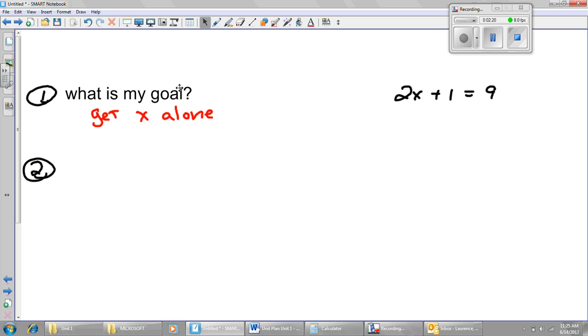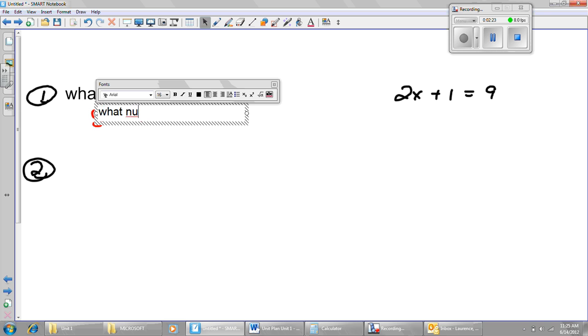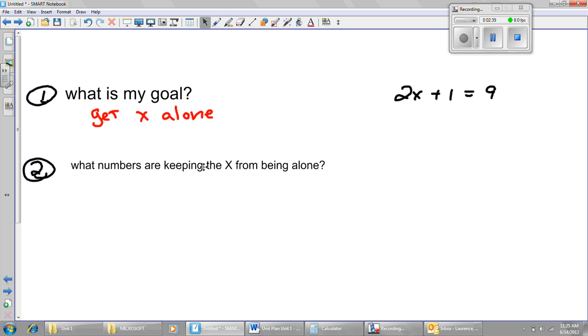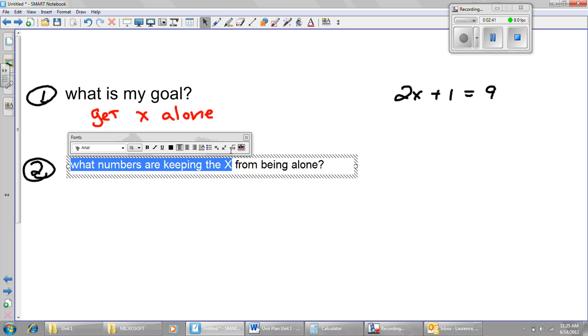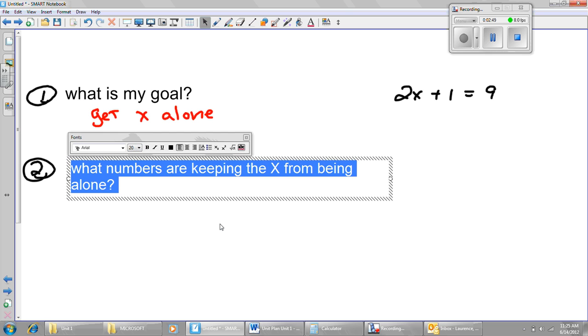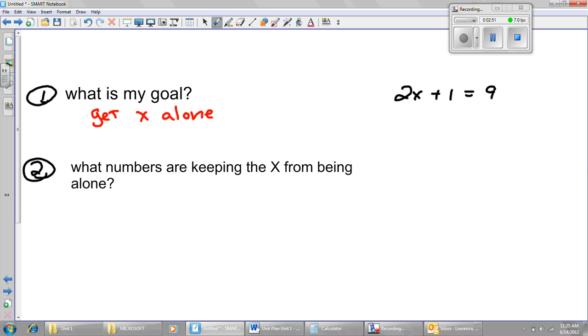All right, so the next question is, what numbers are keeping the x from being alone? Let me put that here. And in this problem, we have to stop and realize that there are two numbers keeping it from being alone, and they are the 2 and the 1, right?